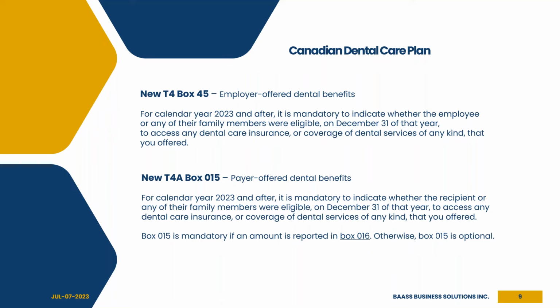For calendar year 2023 and thereafter, it is mandatory to indicate whether the employee or any of their family members are eligible in December of the reporting year to access any dental insurance or coverage of dental services of any kind that you offer. So you're going to have T4 box 45, and for T4As, you're going to have box 1015. These boxes are mandatory. Now, they did release some news not too long ago that for this year there are some changes to that, and I'll review that.